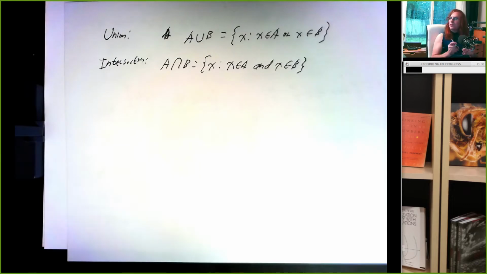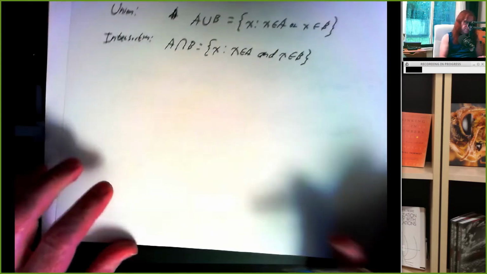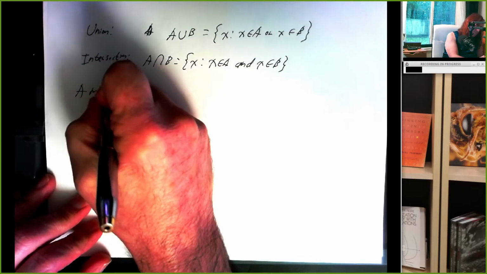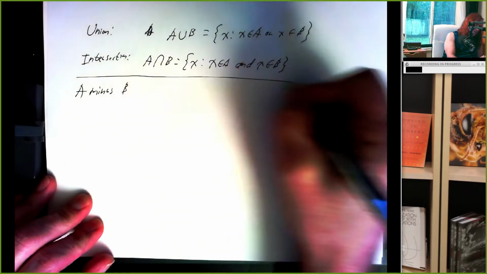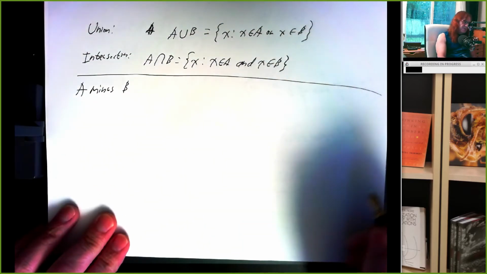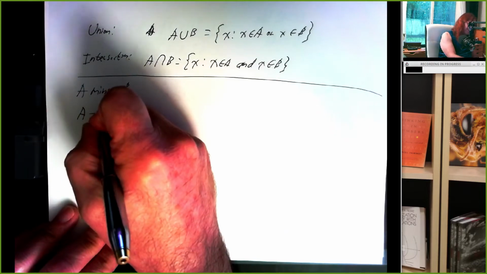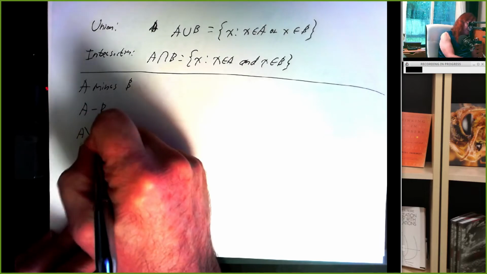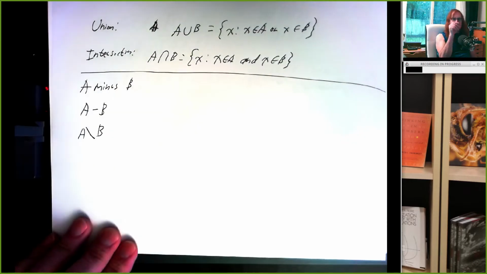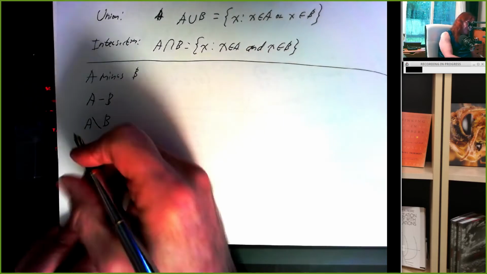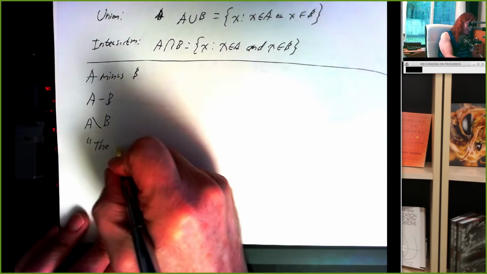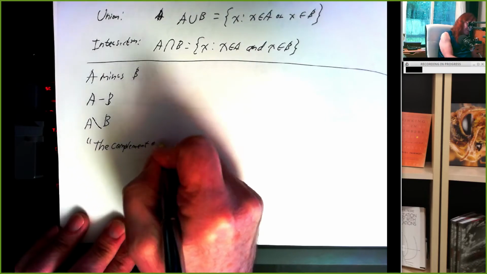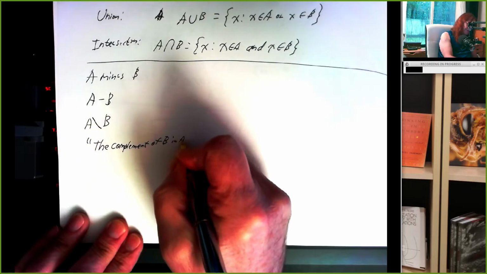All right, more set operations. So we have different ways of describing this. Sometimes we'll talk about A minus B. Sometimes we'll write A dash B to mean A minus B. Sometimes we'll write A backslash B. It's got to be a backslash, not like a regular divide symbol, but a backslash. Formally, we'll call this the complement of B in A.